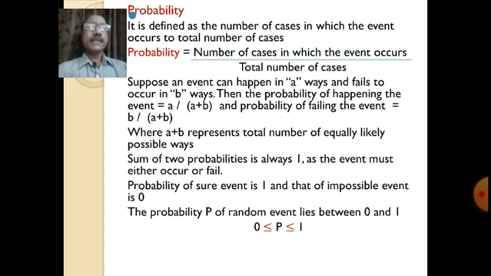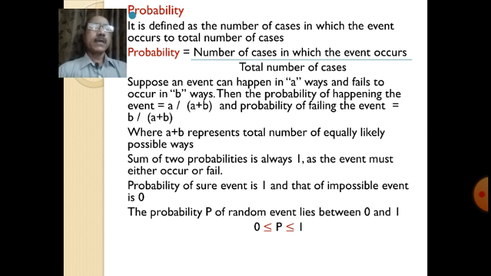First article from this chapter is probability. You are familiar with the term probability, you might have studied this probability in mathematics or in some other subjects at the inter level in physics also. Let us once again revise these things. The probability is defined as the number of cases in which an event occurs to the total number of cases. So it is the ratio of the number of cases in which the event occurs to the total number of cases.